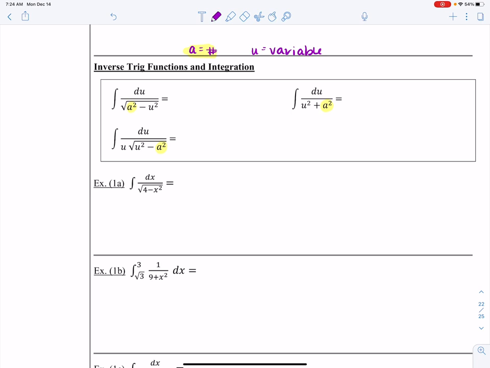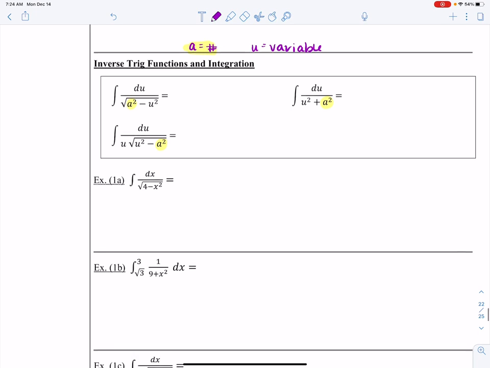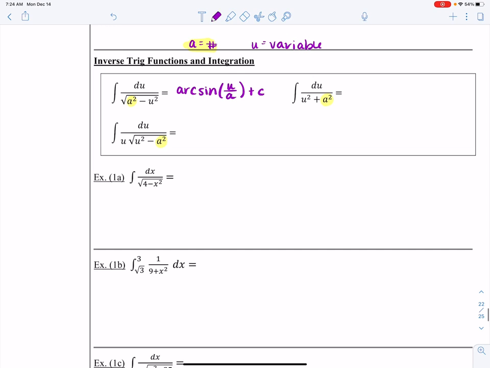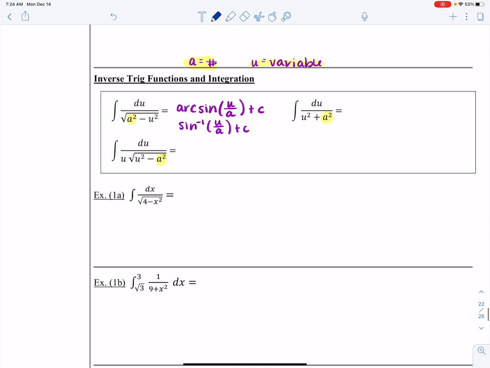So when I see the square root of a squared minus u squared, that's going to be arc sine of u over a plus c. Now remember, in this instance, a is a number and u is the variable. I could write that same as sine inverse of u over a plus c. I do think it's good to know both versions of these. When I say both versions, it's not really both versions, but arc sine versus sine inverse.